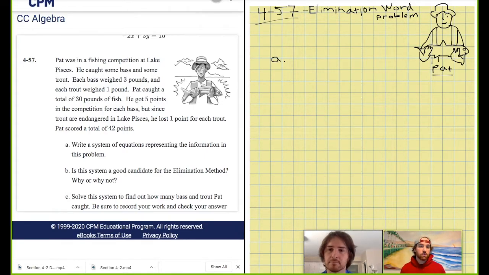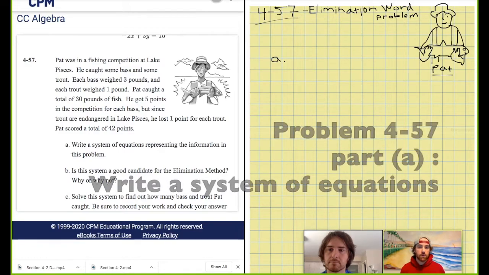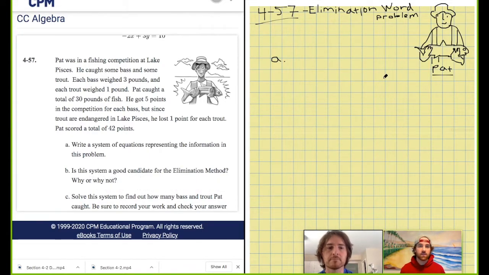So the first thing we want to do is write a system of equations representing the information in this problem. Whenever I see a system of equations, I know that I'm going to be writing more than one, so I've got 2 things to dial in here. One thing I notice is that he caught some bass and some trout, so we don't know exactly how many there are. Right off the bat, that tells me that's my let statement. Those are the 2 variables that we're going to be looking for.